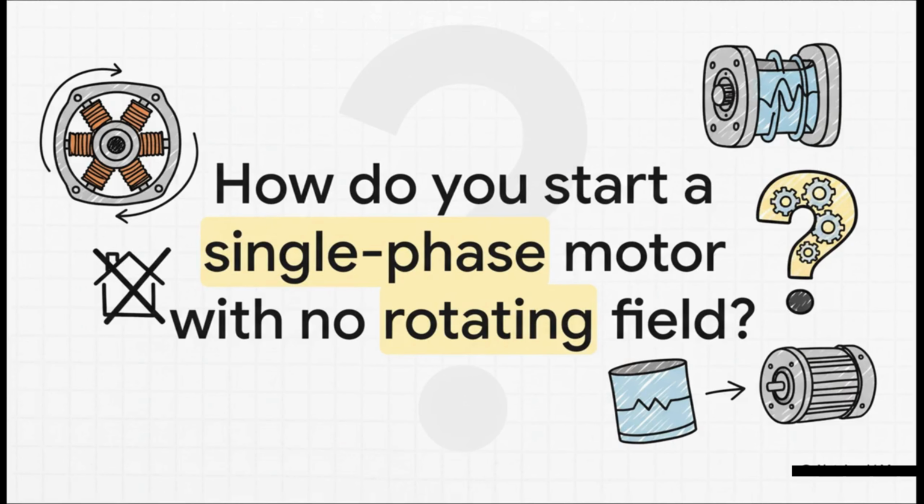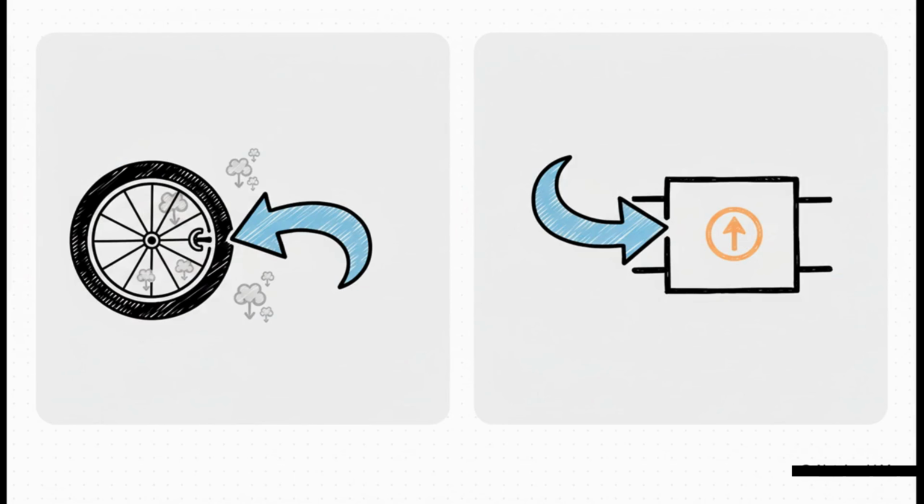Okay, but there's a catch. That amazing rotating magnetic field, it needs that three-phase power we talked about. But your house only gets single-phase power, so how in the world do you get a motor started with just one phase? Turns out, you need a little bit of a trick. And that trick comes from a little device called a capacitor.